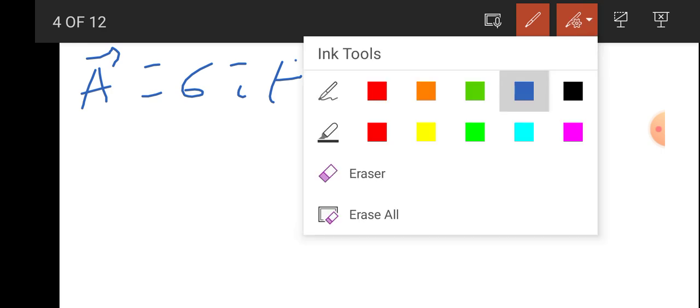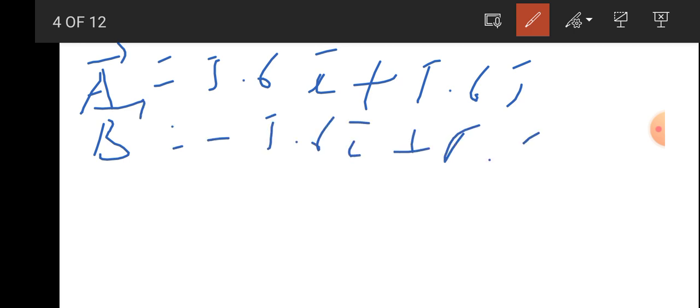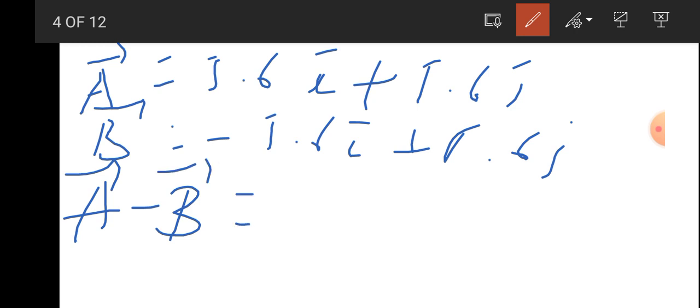Vector A that we found is 5.6i plus 5.6j, and vector B, similarly, is minus 5.6i plus 5.6j.